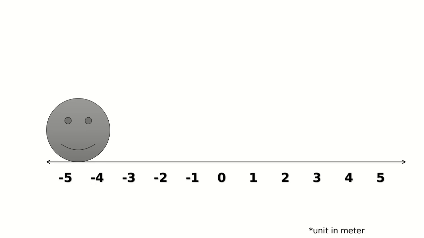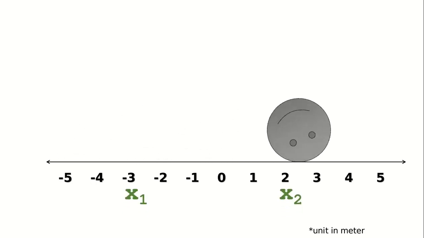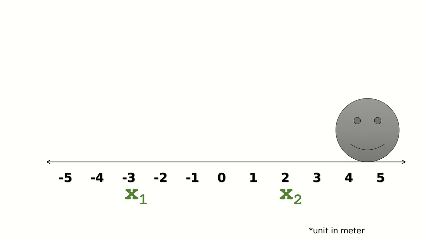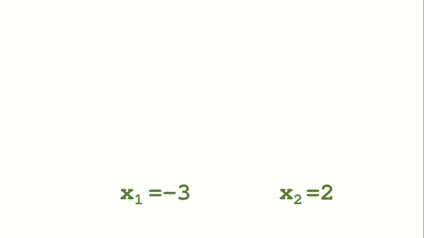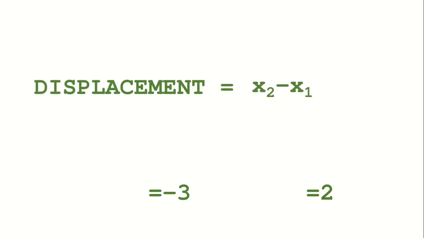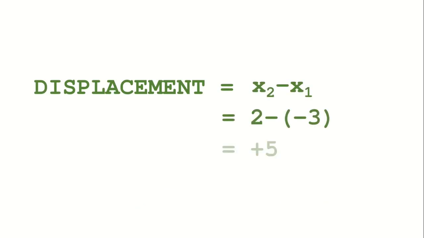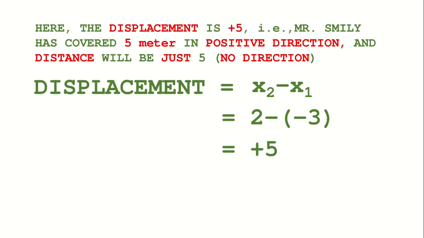Let us take another example where we need to find the displacement of Mr. Smiley. This time the axis taken runs from negative numbers to positive numbers. We need to find the displacement between the initial and final positions, x1 equal to minus 3 and x2 equal to 2. Similarly, as before, substituting the respective values of x1 and x2, we get the result as plus 5. Here, the displacement is plus 5, that is, Mr. Smiley has covered 5 meters in the positive direction, and the distance will be just 5, no direction.